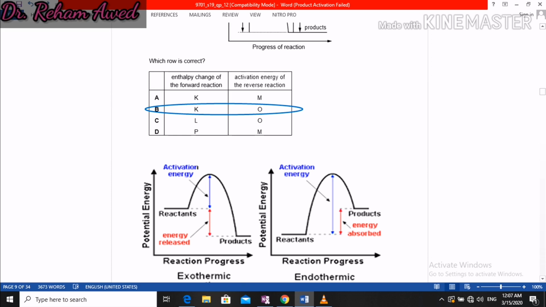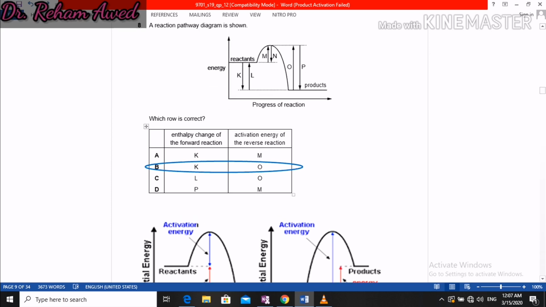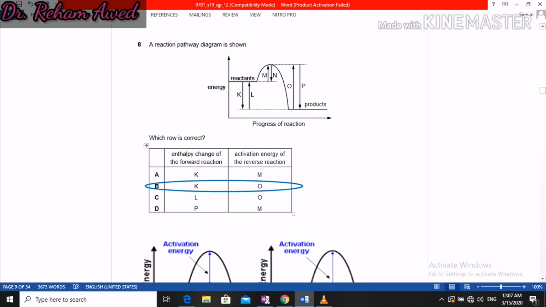In an exothermic reaction, we have a relation between potential energy and reaction progress. So we have a relation between reactants and products. Energy released is the red part and activation energy is the blue part. But if we start to talk about an endothermic reaction, the amount of energy required to convert reactants to products will be equal to the blue value, equal to delta H plus the activation energy.